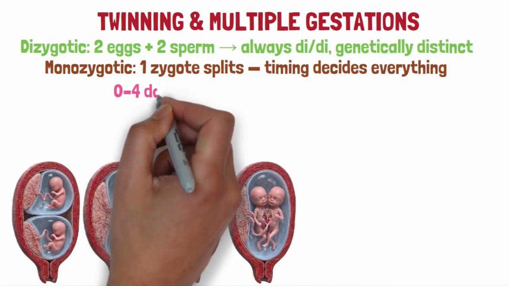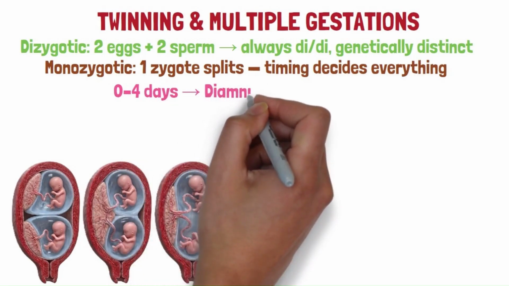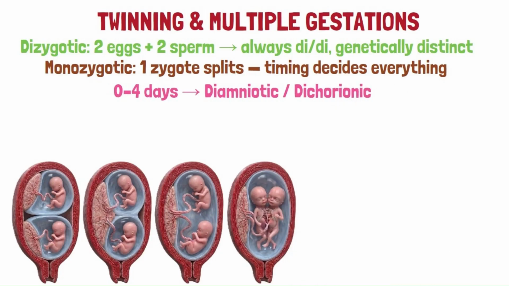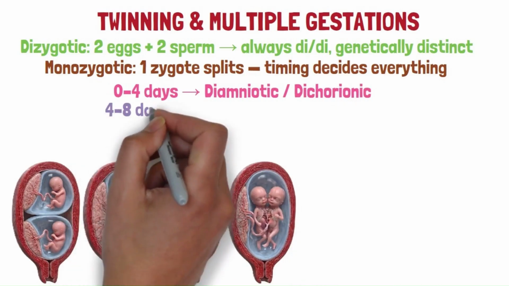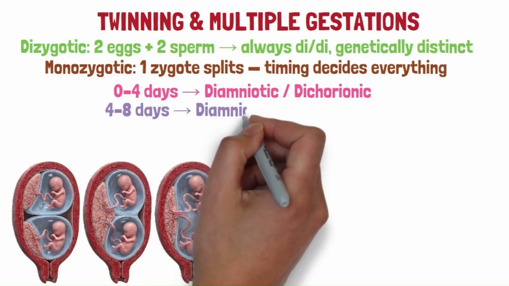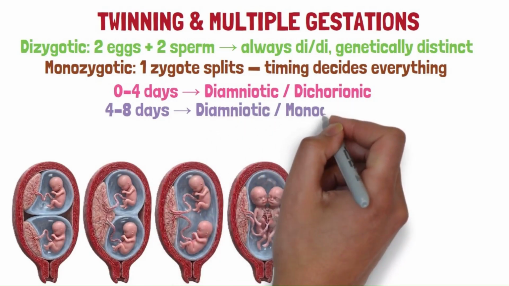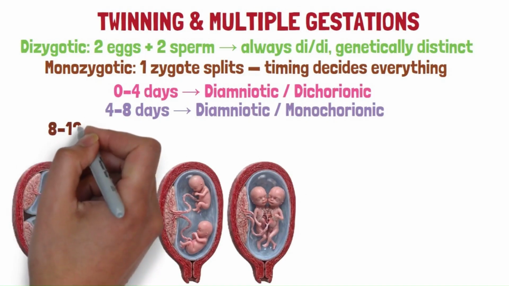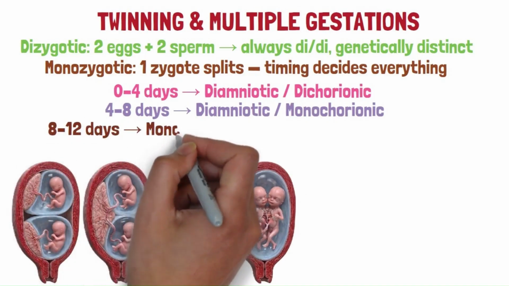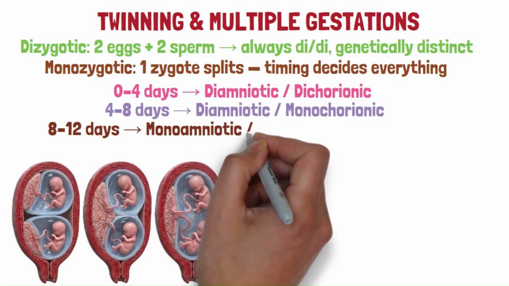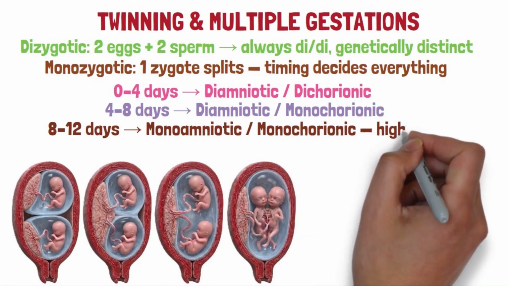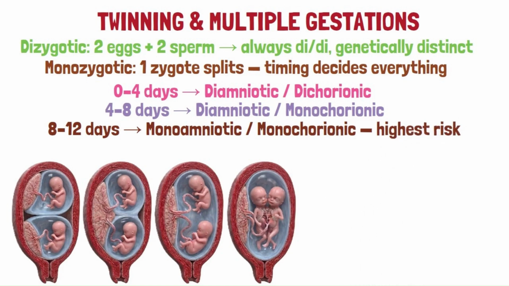If it splits a bit later, at 4 to 8 days after the blastocyst formed, but before the amnion develops, you get diamniotic monochorionic twins, separate sacs, shared placenta. Push that split further to 8 to 12 days, after the amnion has already formed, and you get monoamniotic monochorionic twins, one sac, one placenta, and the highest risk pattern of the group because the cords can tangle.